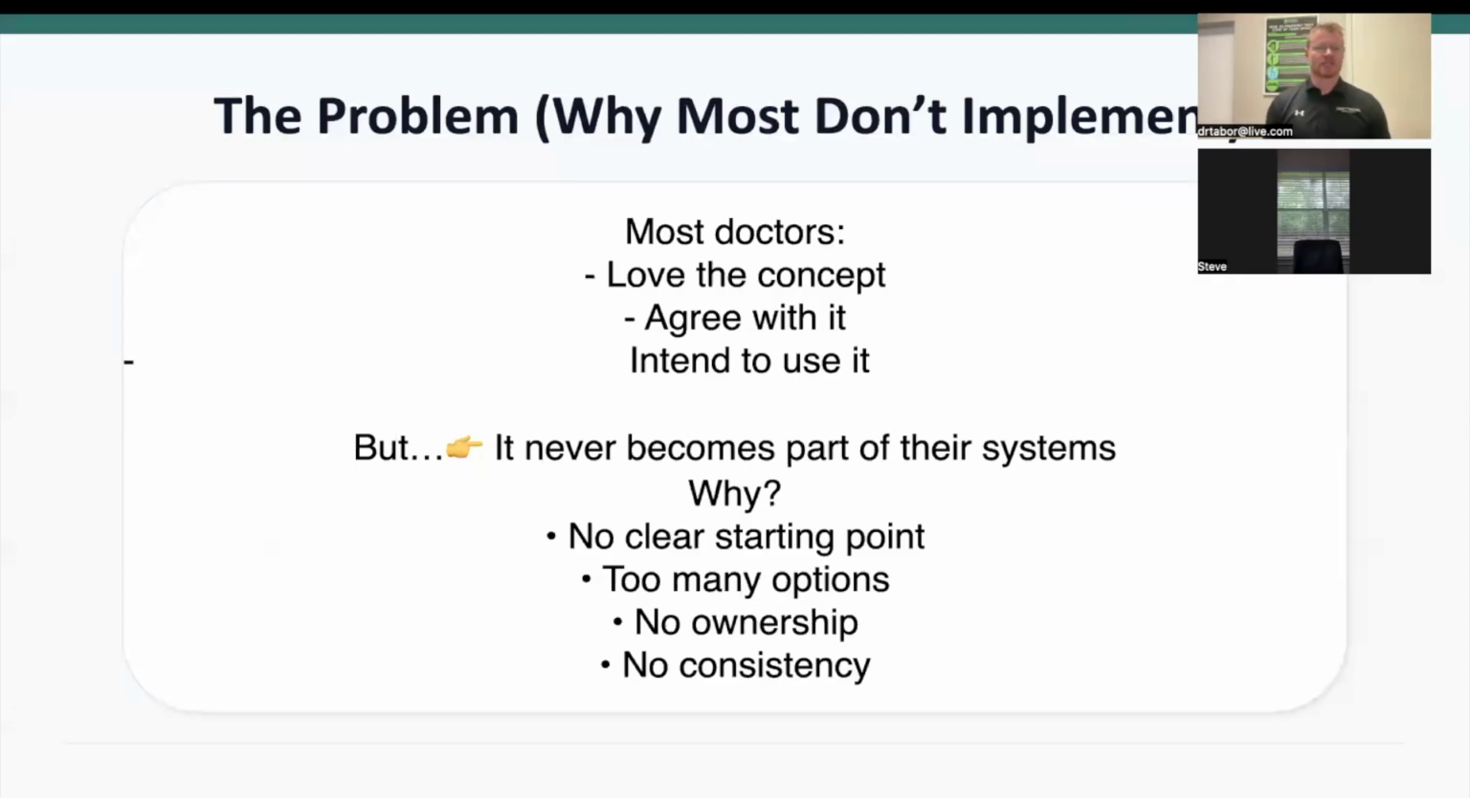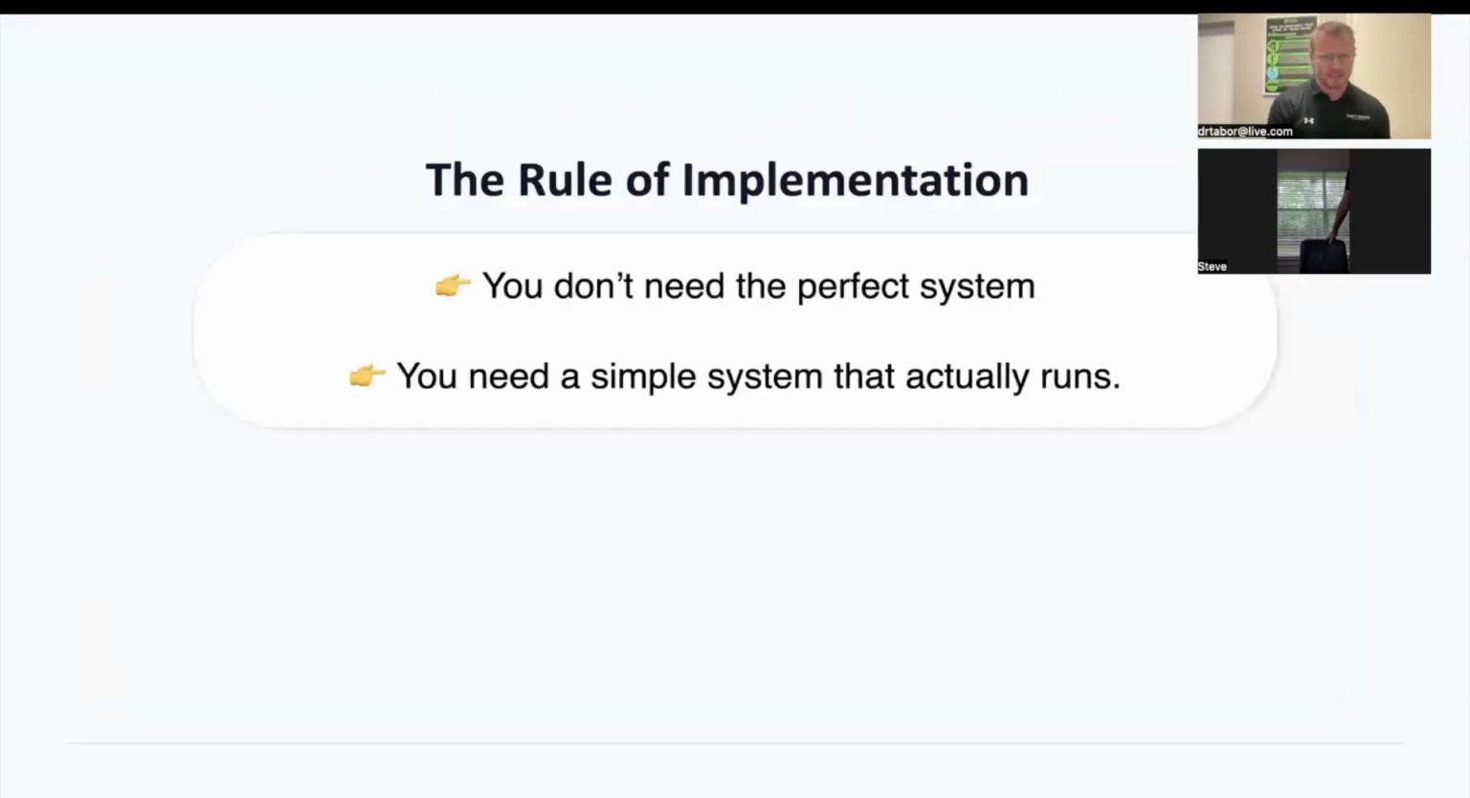There's no clear starting point that they have, or maybe there's too many options. They don't have somebody in their team who takes ownership over it. And then we don't create consistency, which is the amplifier. Consistency is the one thing that matters the most, especially when it comes to spinal hygiene. We teach our patients that you're consistent with brushing your teeth. Like if you weren't consistent with brushing your teeth, then it really wouldn't make a big difference, right? And so we have to be consistent with putting it into our practices.